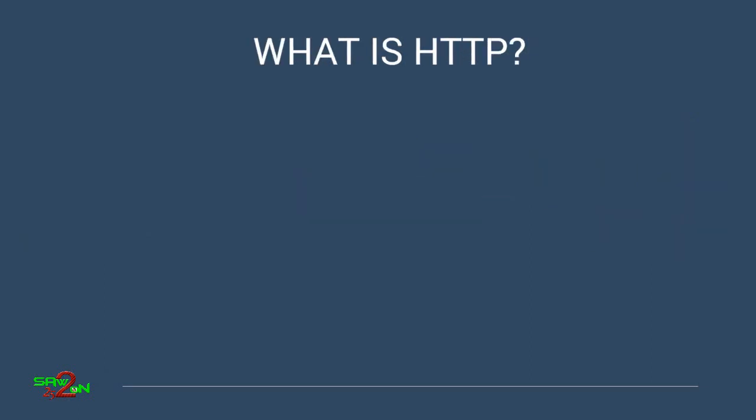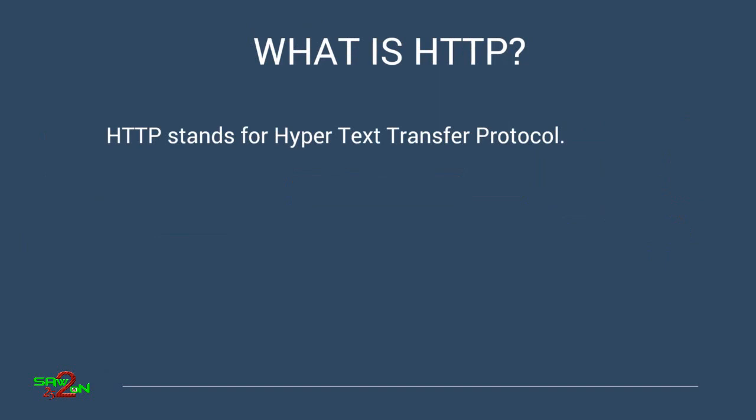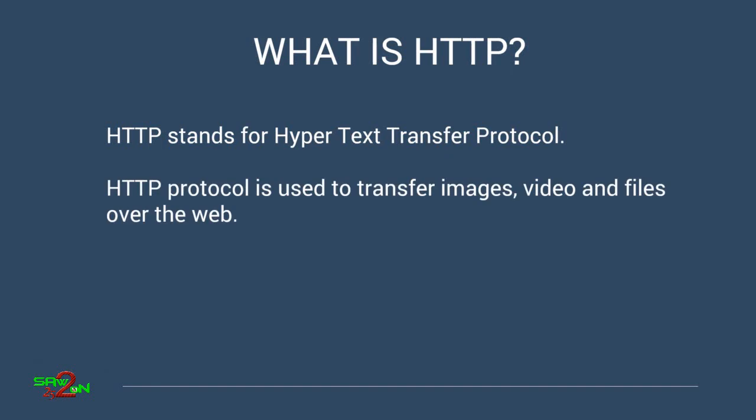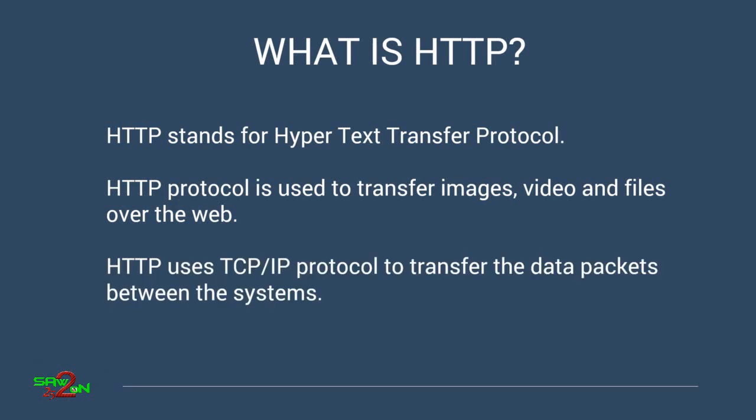So let's do a quick definition of HTTP. HTTP stands for Hypertext Transfer Protocol. That's the definition of it. Because HTTP's purpose is to transfer hypertext, that's why it's called Hypertext Transfer Protocol. And the HTTP protocol is used to transfer images, videos and files over the web. Obviously, HTTP uses the TCP protocol to transfer the data packets between systems, and it is built on top of TCP. So that's all about the HTTP protocol. Let's understand how HTTP actually works on the internet. We'll go into the details of how HTTP works.